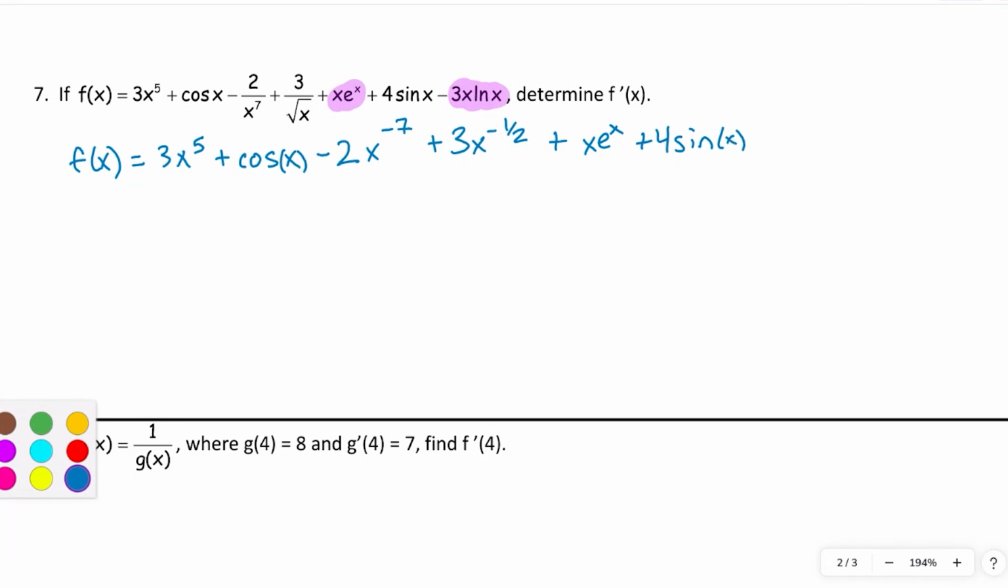So we've got 4 sine x minus 3x times natural log of x. Okay, so let's go through one term at a time here to find the derivative. We'll start with just doing a little power rule here. That's going to be 15x to the fourth. Now we know that the derivative of cosine is the opposite of sine. So this is going to be minus sine x.